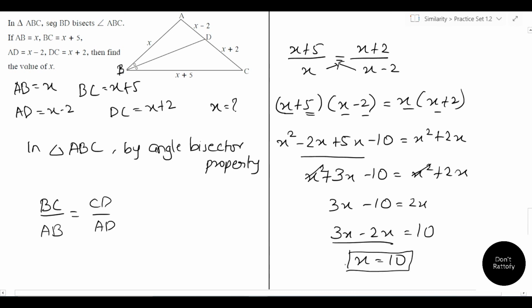From this sum, I hope you have understood all the three sums, and I hope you have understood the concept of the angle bisector property and the converse of it. This is the third part of the similarity series. If you haven't seen the first two parts, I'd request you to watch those two parts and watch this part again, so you would have a better understanding of the concepts.